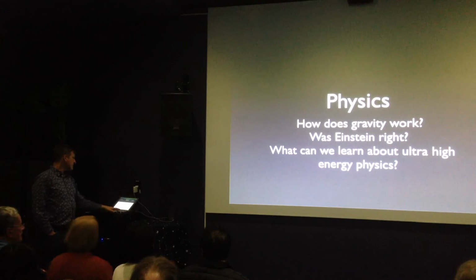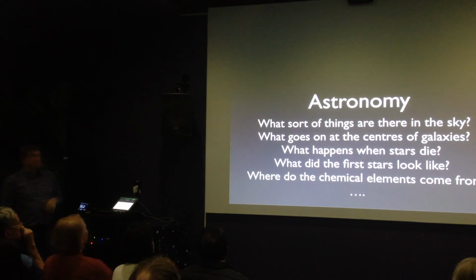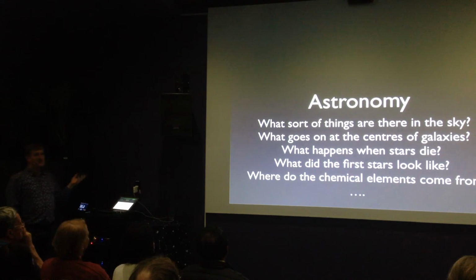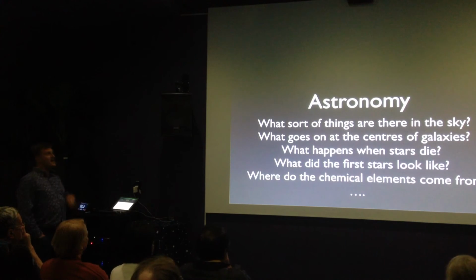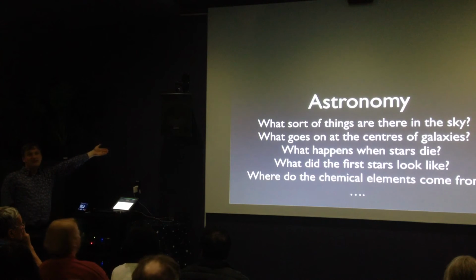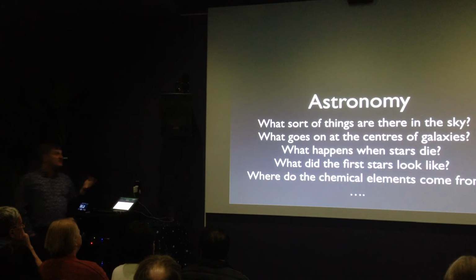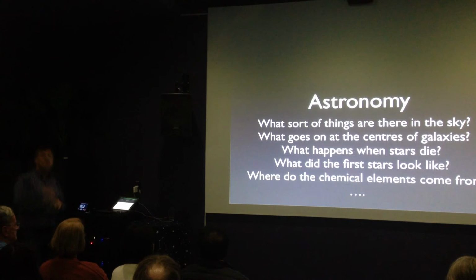If you're an astronomer, on the other hand, maybe you really like just knowing what's there in the sky. We know that there are stars, we know there are planets, we know there are nebulae, what else is there? What goes on at the centre of galaxies? Because we know that weird stuff happens. So what kind of things happen? What happens to big stars when they die? What did the first stars look like? Where do the chemical elements come from? All of these are questions that you could reasonably ask about the evolving universe. And it turns out that when we study black holes, some of the answers to those questions are buried in them.